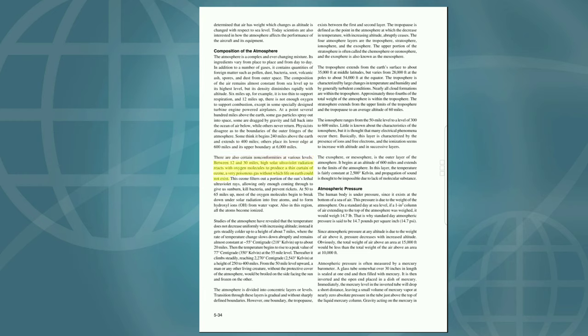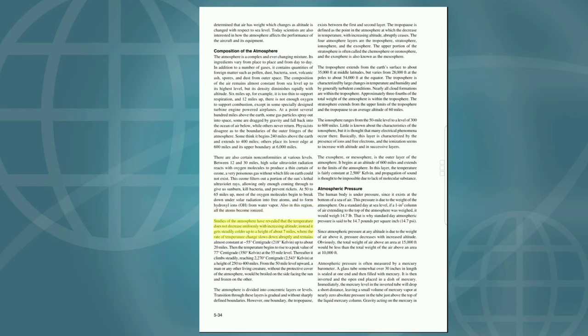Between 12 and 30 miles, high solar ultraviolet radiation reacts with oxygen molecules to produce a thin curtain of ozone, a very poisonous gas without which life on Earth could not exist. This ozone filters out a portion of the sun's lethal ultraviolet rays, allowing only enough through to give us sunburn, kill bacteria, and prevent rickets. At 50 to 65 miles up, most of the oxygen molecules begin to break down under solar radiation into free atoms, and to form hydroxyl ions from water vapor. Also in this region, all the atoms become ionized.